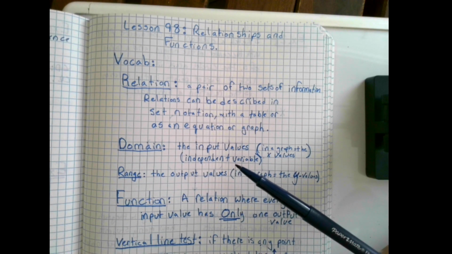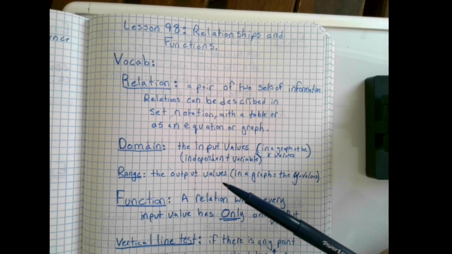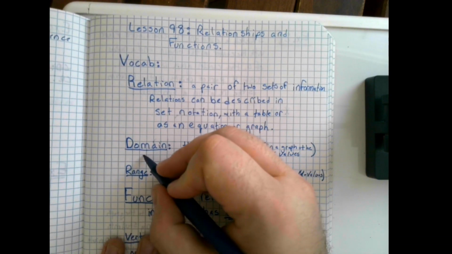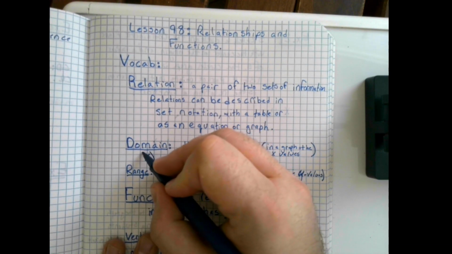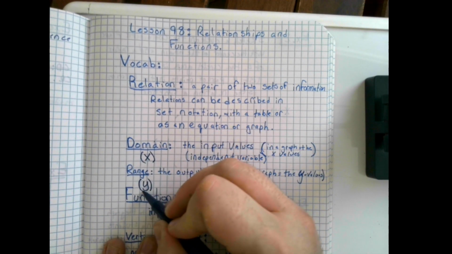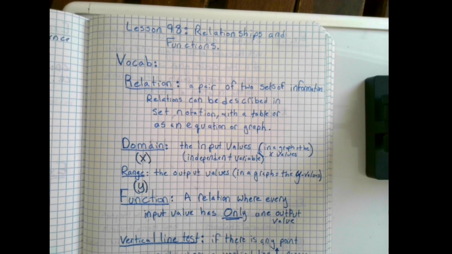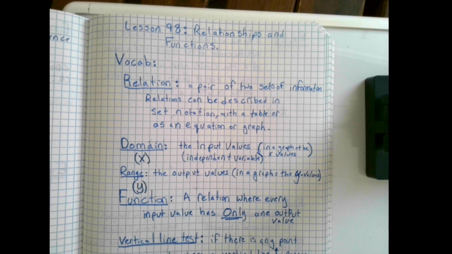When we're talking about science, the domain will be our independent variable, and the range will be our dependent variable. If we're talking about a graph, the domain is our x value. We would always want to remember, domain is our x value. Our range is our y value. It's important. Now, a function is a relation where every input value has only one output value.